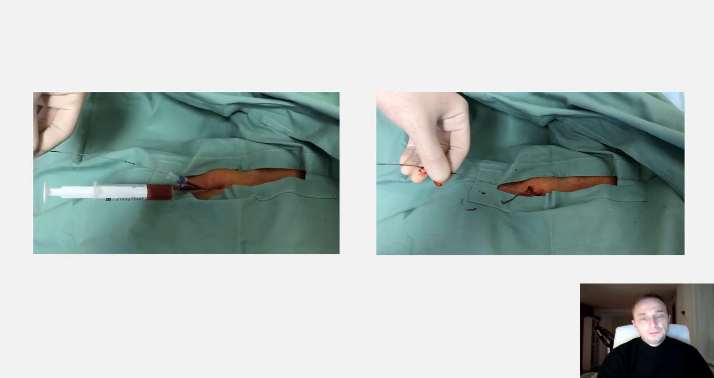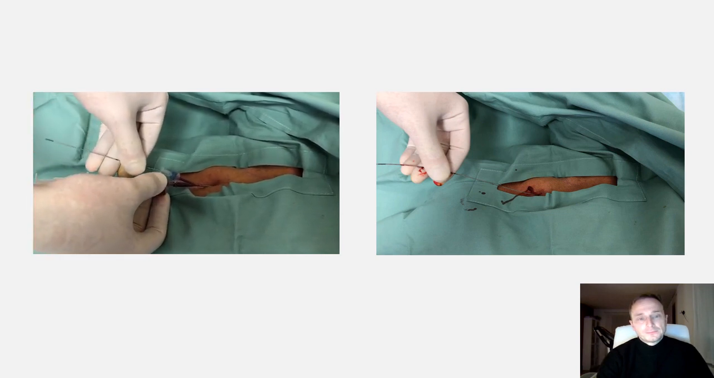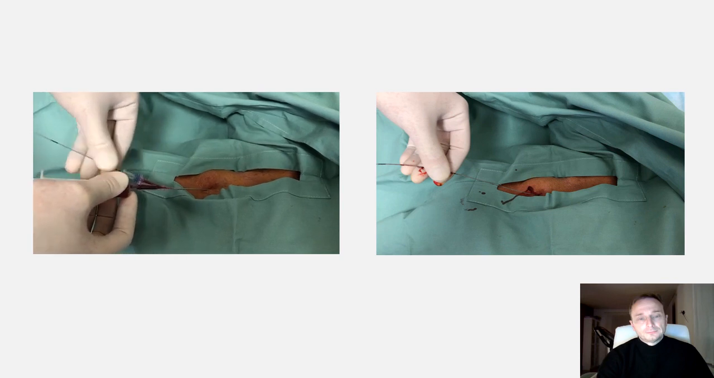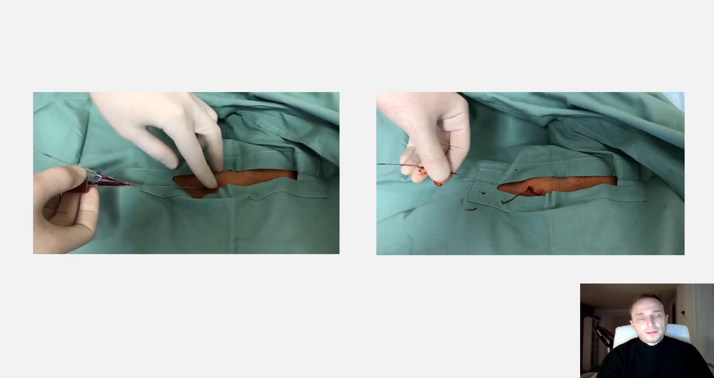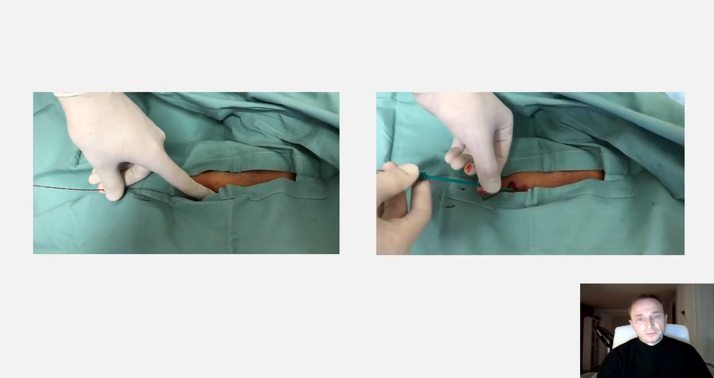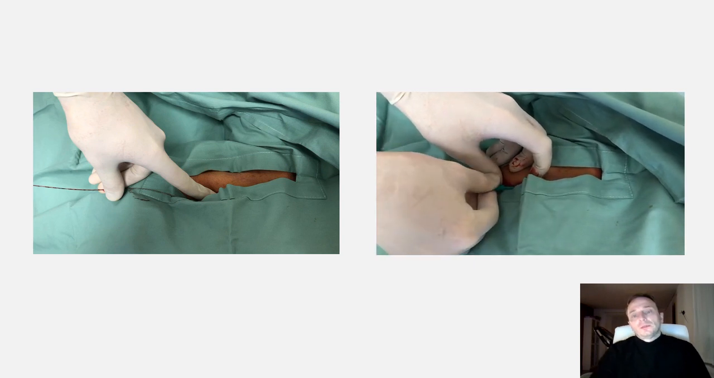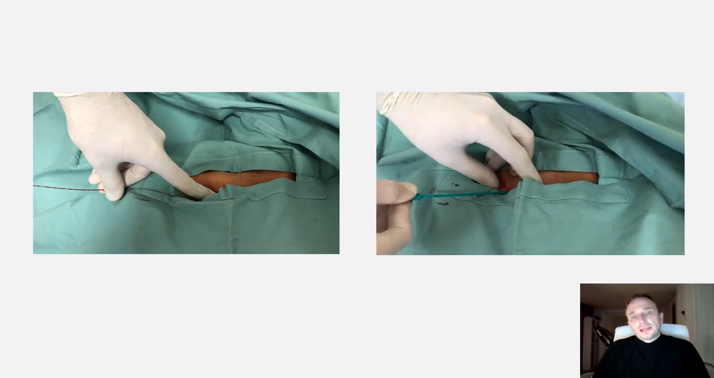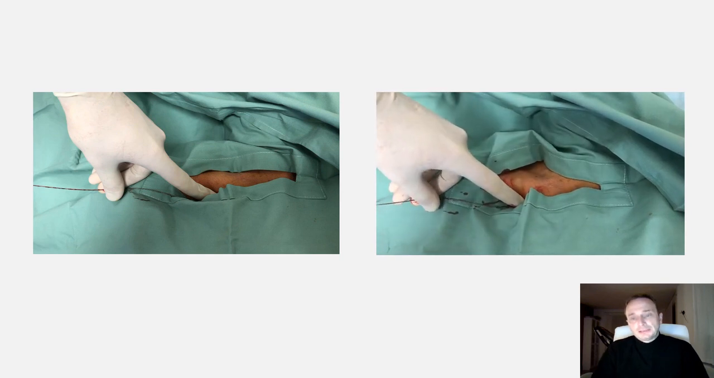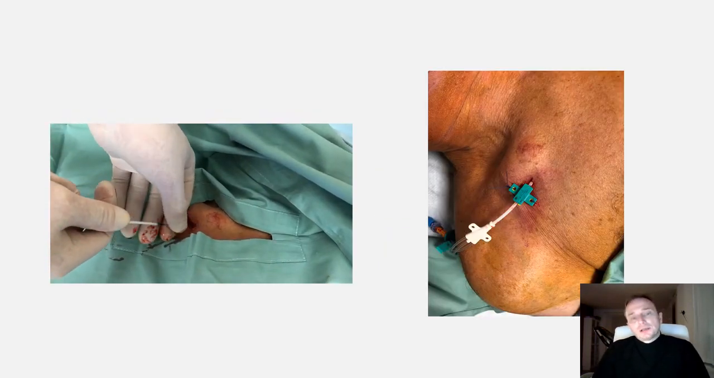You will see it later. Now we remove the needle, but we have the wire inside the subclavian vein. And via this wire, we make a first small dilatation with a special dilatator to make a bigger hole, not only in the skin but also in the vein. And then finally, we insert the central venous catheter.